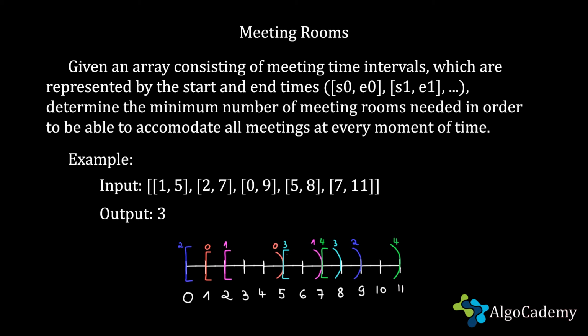For example, if we had only these two meetings, meeting number 0, 1 to 5, and meeting number 3, 5 to 8, the answer is 1. Because we are using one room from 1 to 5, and at 5, when the other meeting starts, that room is supposed to be empty, and it is, and that's why we can do it with only one room.